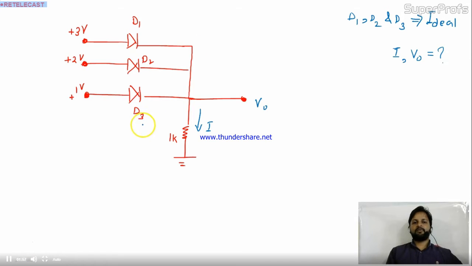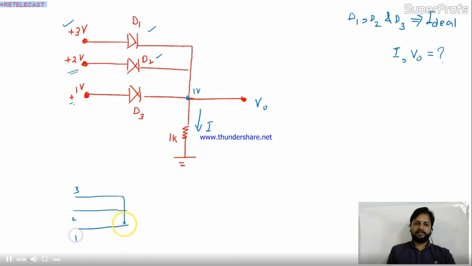See, D1, D2, D3 are connected parallel to each other, and the positive terminal of D1 is assigned 3 volt, the positive terminal of D2 will have 2 volt and D3 will have 1 volt. So friends, let's take a condition. Suppose D3 is in forward bias. So here the voltage will be 1 volt. Because of this 1 volt, D2 will also be on, D1 will also be on, and the situation will be like 3 volt at this point, 2 volt at this point and 1 volt at this point.